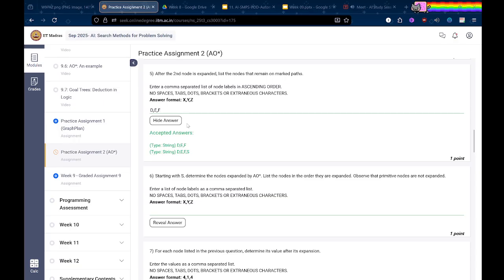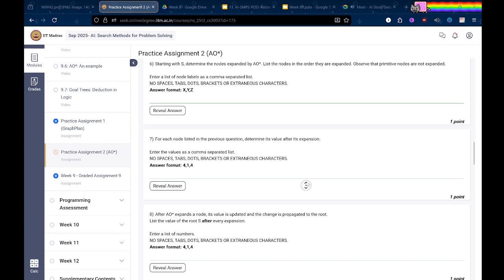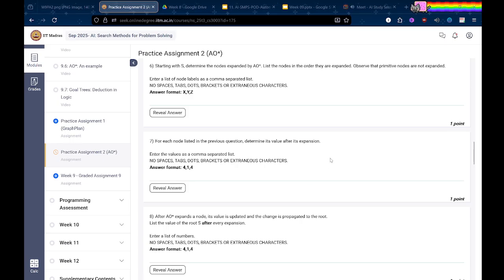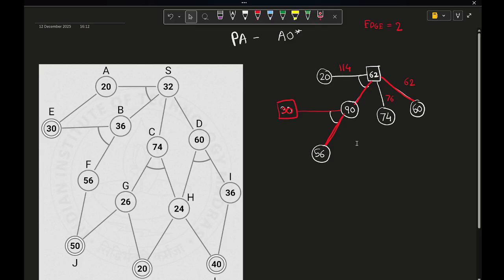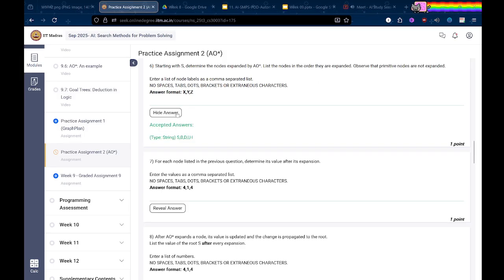Let's see if there is a similar question down the road and we can use a similar logic for that and solve that as well. Starting with F, determine the nodes expanded by AO star. List the nodes in the order they are expanded. Observe that primitive nodes are not expanded. Do we need to solve the entire thing now? Yeah, seems like.